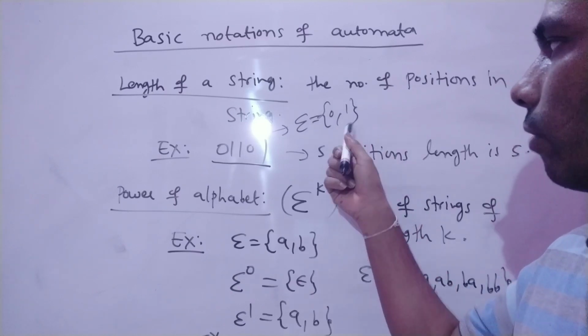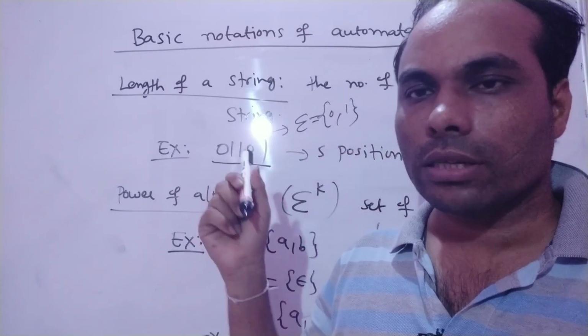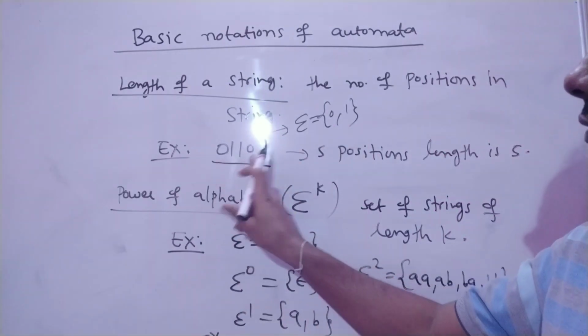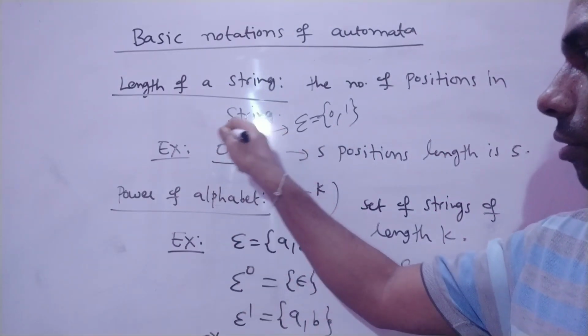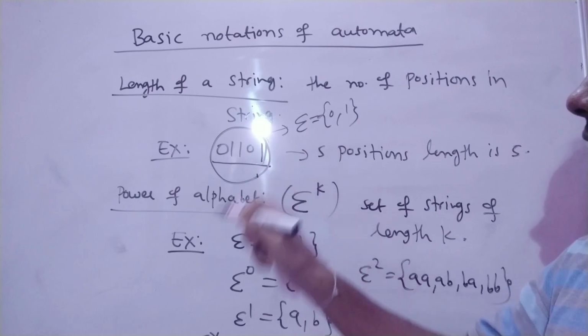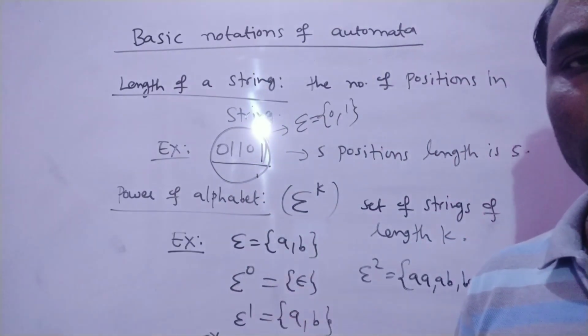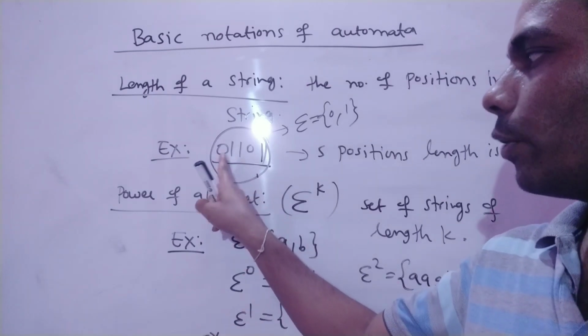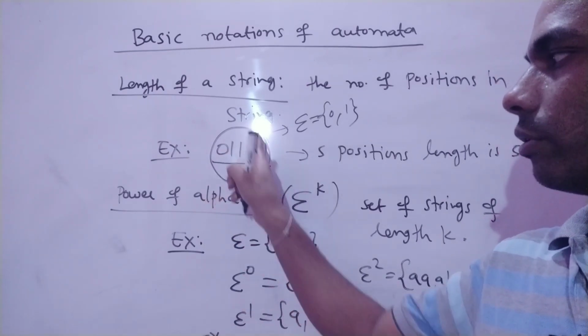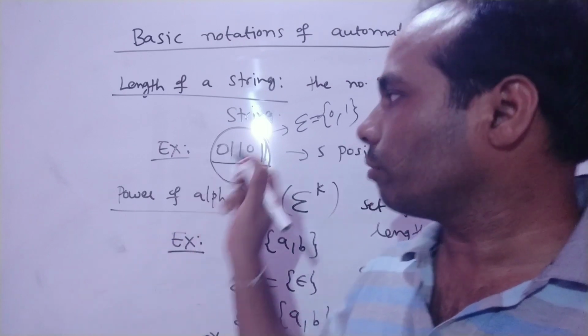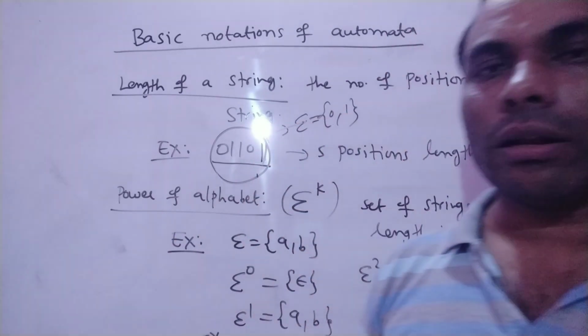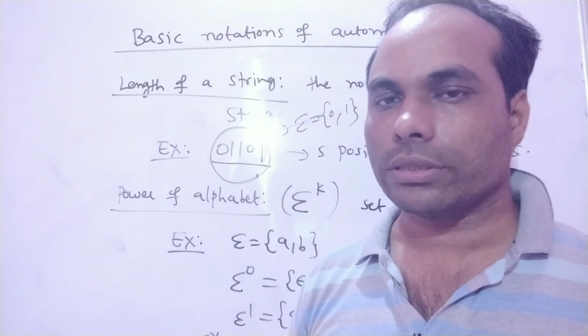From 0 and 1, many strings are possible, but I am taking 0, 1, 1, 0, 1. This is one string. I want to find the length of the string. The length of the string is very simple. You just have to count the number of positions: 1, 2, 3, 4, 5. Total 5 positions are there, so the length is 5. Like that, you can compute the length of a string very easily.